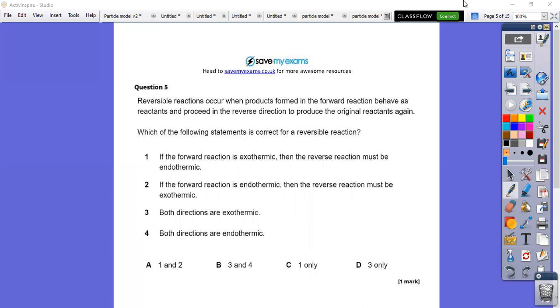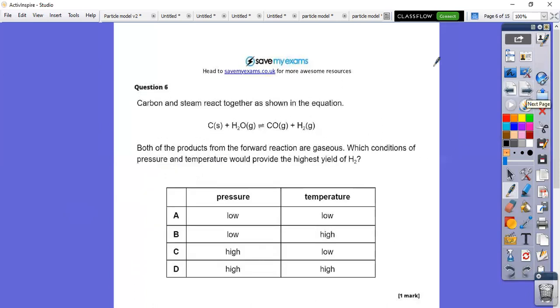Is it 1 and 2? Sorry, Raheel, which one did you go for? 1 and 2. Okay. Can you give me the reason why you went for 1 and 2 on that one? I thought it's just like going back to the other. Correct. We're just going back. You're absolutely right. Well done. Okay. Next one.